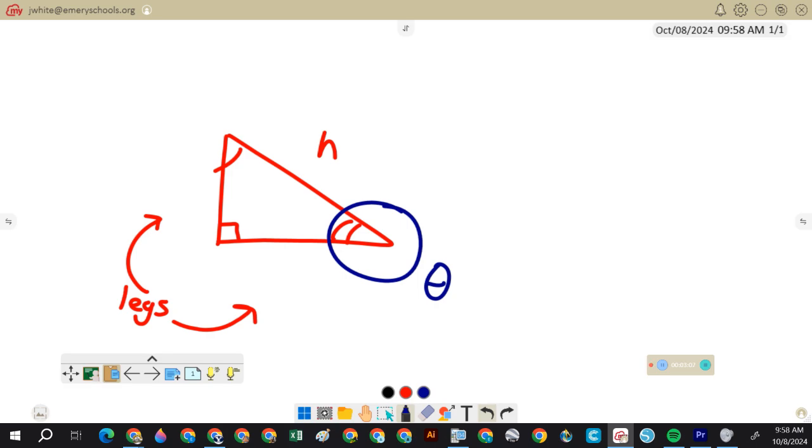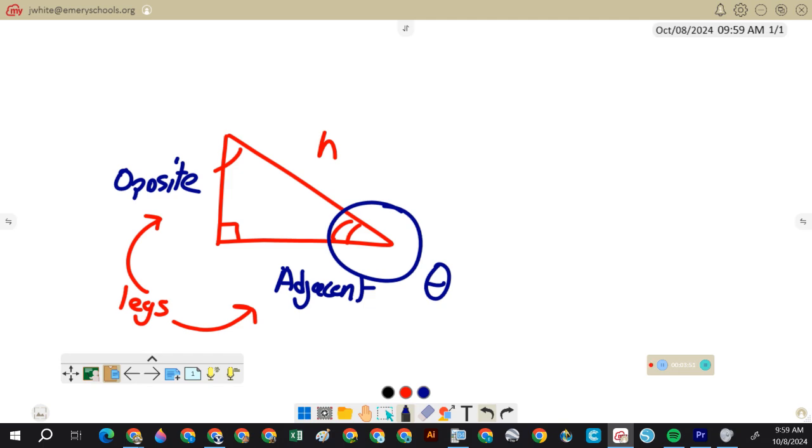And if I call that angle theta, then we name the two legs according to how they are situated in relationship to angle theta. So notice one of the legs touches theta and one of the legs doesn't touch theta. So we name the leg that touches theta after the geometric word for next to, and the geometric word for next to is adjacent. And then the leg that doesn't touch theta is referred to as the opposite. And then the hypotenuse is the hypotenuse every single time.